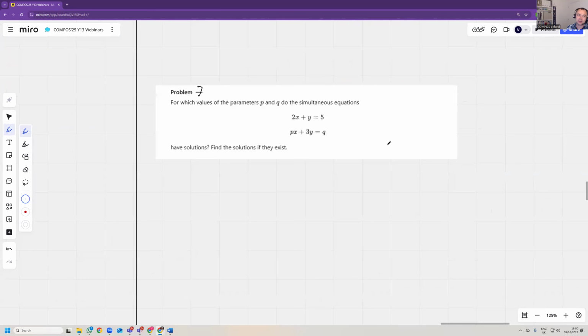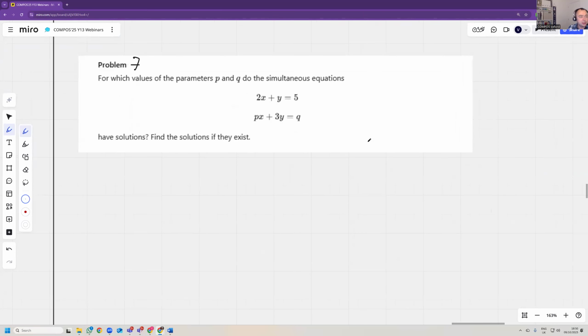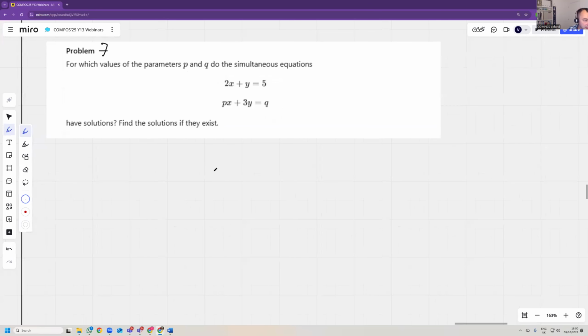Finally, problem 7. Find for which values of the parameters p and q the simultaneous equations have solutions. Find the solutions if they exist. Okay, so there are 2 possibilities. If it has solutions, it has a unique solution if the determinant of matrix A is not 0. So that's case 1.